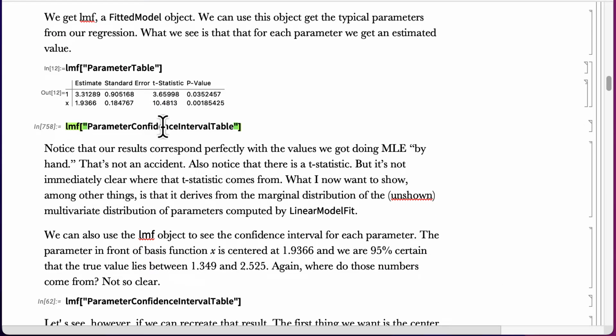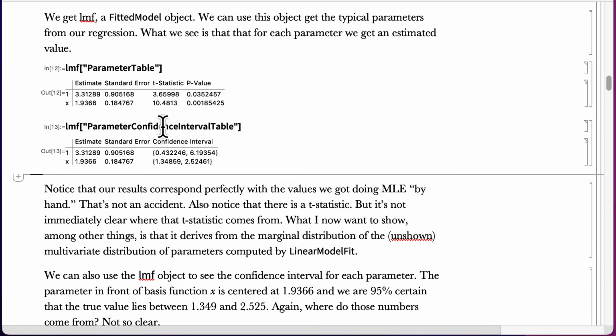We could also get a parameter confidence interval table, and this is going to tell us that we can be 95% certain that the true value of the intercept is between 0.43 and 6.19, and the true slope is somewhere between 1.34 and 2.52.